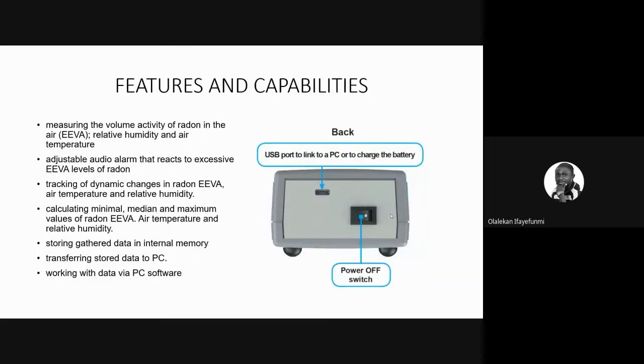But one disadvantage of this device is that it does not take any measurement below 30 becquerel per meter cubed, which is also a disadvantage to anyone that wants to use it for research purposes. This device does not take readings below 30 becquerel per meter cubed.